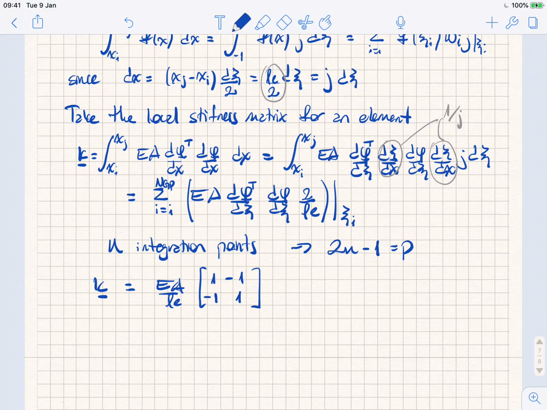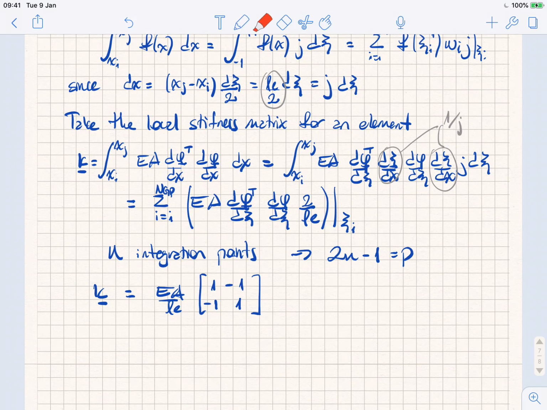Yeah. The integration boundaries on the right side need to go from -1 to 1. Yes. Thank you so much. Yeah, this is wrong. Thank you so much.